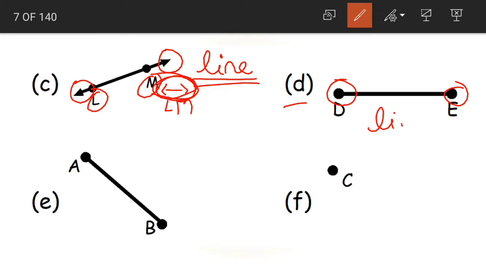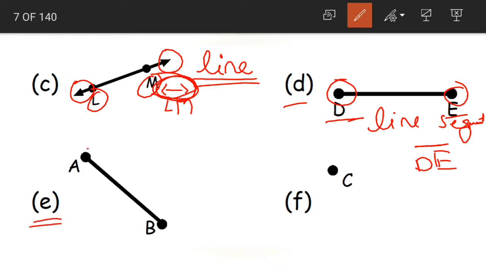So what is it? It is a line segment. And what is the name of this line segment? DE. And as it is a line segment, above DE we'll just draw a line.